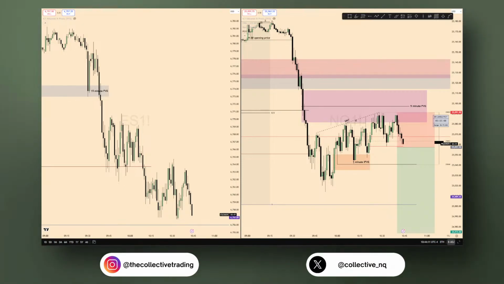One minute here until we get this 50-minute order block, and the 5-minute change in state. So we didn't get the 50-minute order block, and we didn't get the 5-minute change in state either.